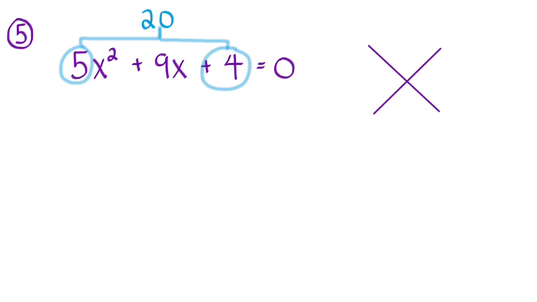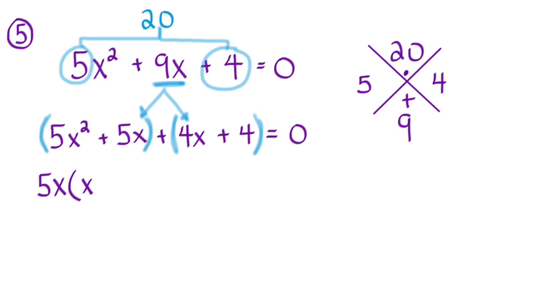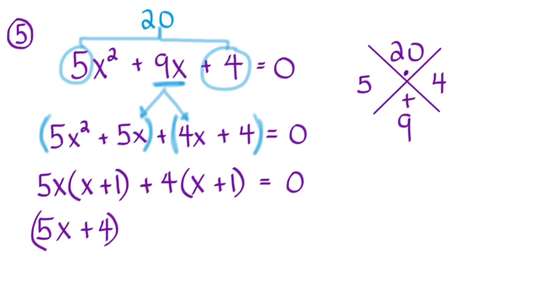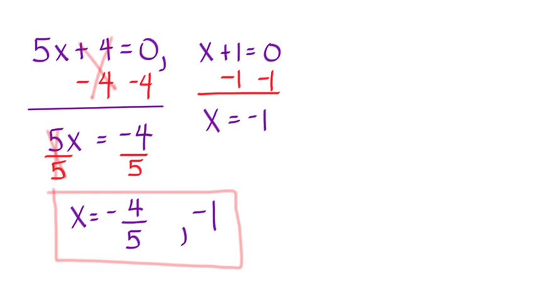Now we have a factoring by grouping. And I go ahead and group. To take a GCF out. And regroup. And then I solve when they equal 0. So I'll have -4/5 and -1. And that's okay to have fractions at this point.